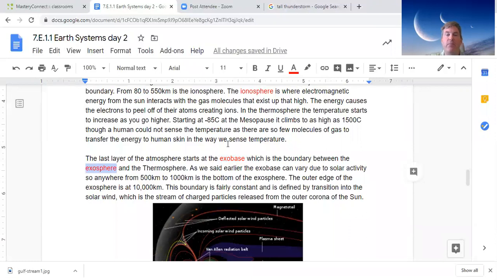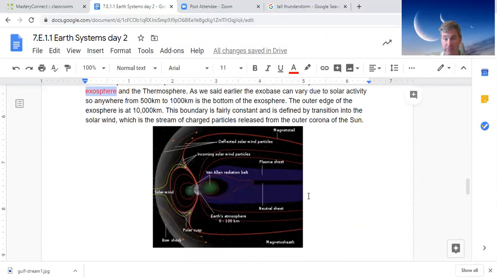So now the exosphere is interesting, but as we said earlier, the exobase can vary due to solar activity anywhere from 500 to 1,000 kilometers at the bottom. The outer edge of the exosphere is at 10,000 kilometers. Like, wait a minute, that's way high. Well, yeah, 10,000 kilometers, way high. The boundary is fairly consistent and defined by the transition from the particles that we see as Earth origin particles into the solar wind, which is the stream of charged particles released from the outer corona of the sun. Now, here's this picture.